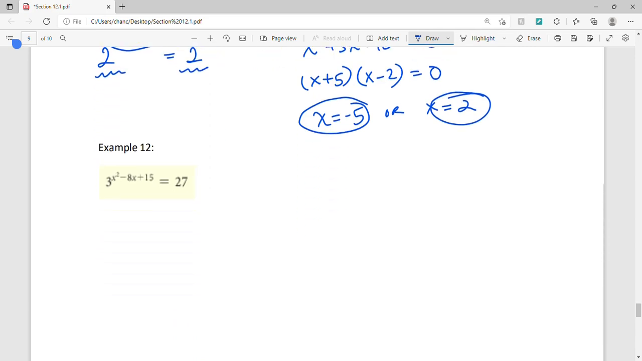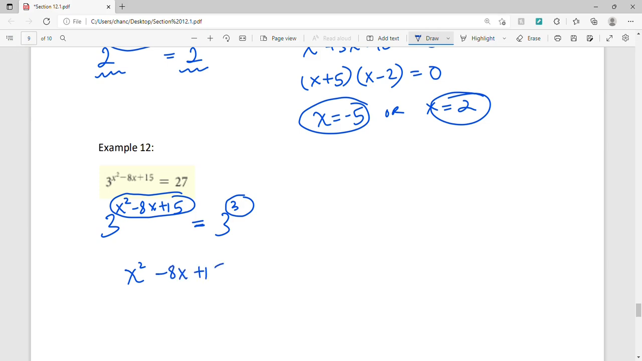Example 12, I want the bases to be the same, so let's rewrite the right side with a base of 3, and the exponent here is a 3. 3 cubed is going to give me 27. Since the bases are the same, the exponents have to be the same because they're equal. So we'll say x squared minus 8x plus 15 is equal to 3. And again, we could subtract 3 to both sides and get something here equal to 0.